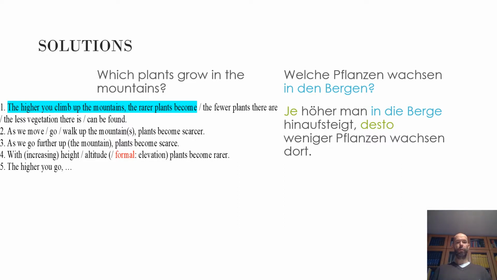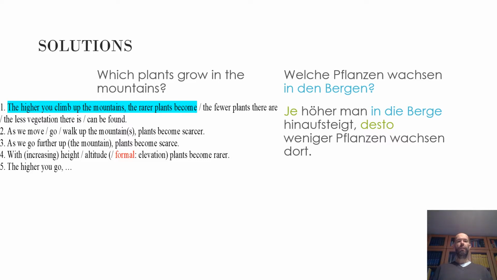Second version, as we walk up the mountain, plants become scarcer. Scarce is a very good word to remember here. As we go further up the mountain, plants become scarce. We don't necessarily need to use the comparative here. We can also say simply scarce.